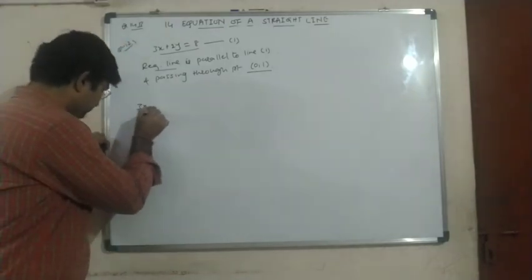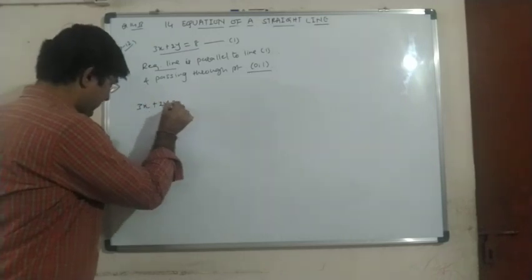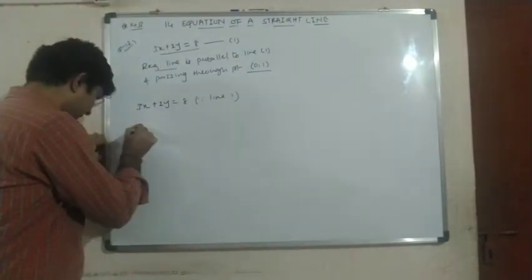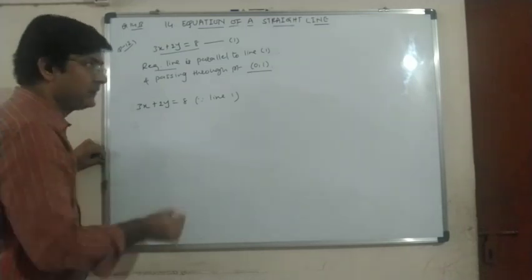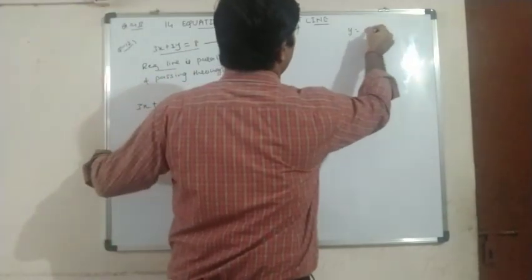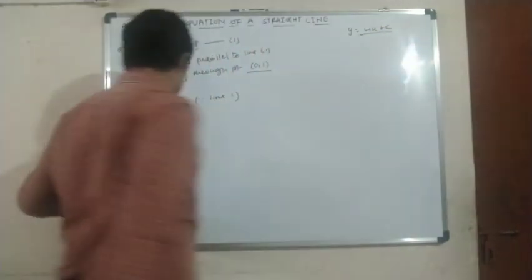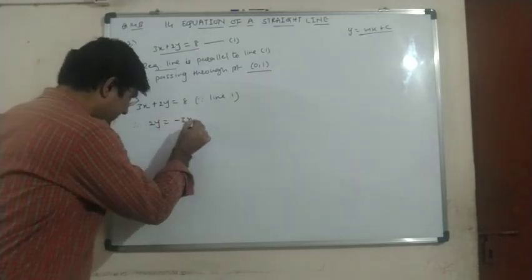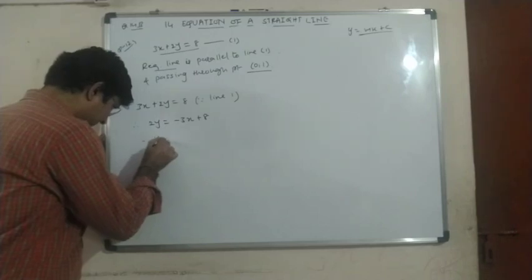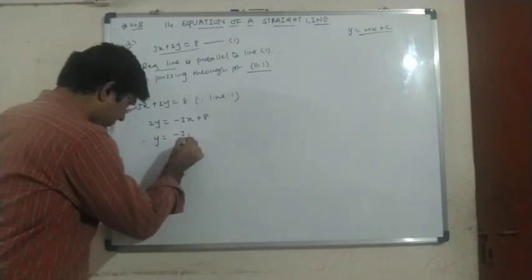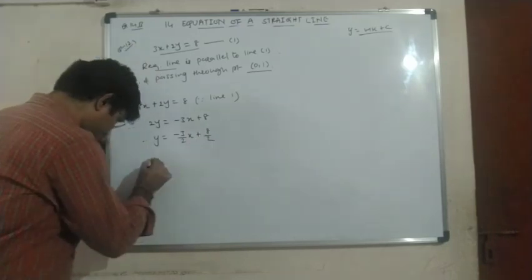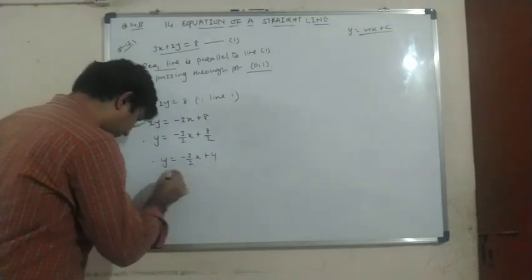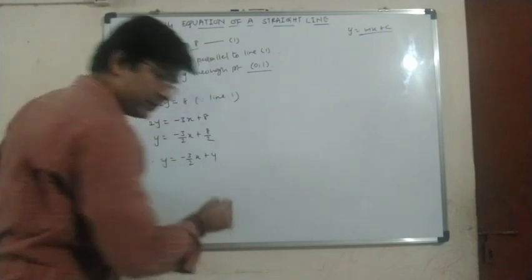Okay, we are given 3x + 2y = 8. This is line 1, or the given line. How do we find the slope? Let us convert this into the form y = mx + c. Make y the subject. Therefore, 2y = -3x + 8. Therefore y = -3/2 x + 8/2. Therefore y = -3/2 x + 4. Okay, this is the required given line.